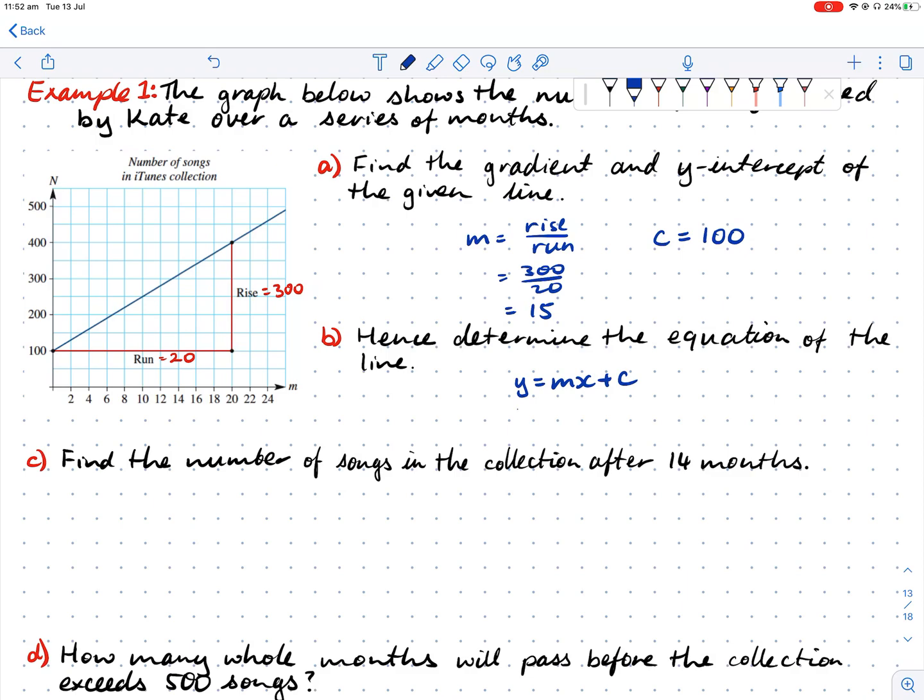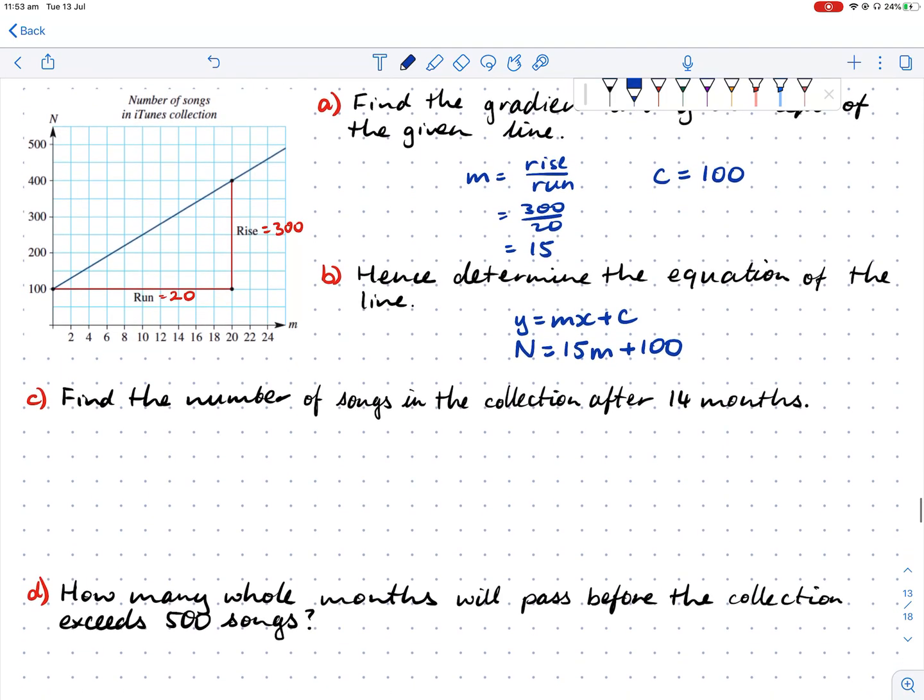So when we substitute the values in, remember our y and x values are now different as well. So we need to make sure we're using the correct pronumerals. So the y-axis was N, so N equals, the gradient is 15M plus 100. Make sure you do change the variables. Start with x and y if you need to, but make sure you're reading the graph carefully as to what pronumerals you should be using.